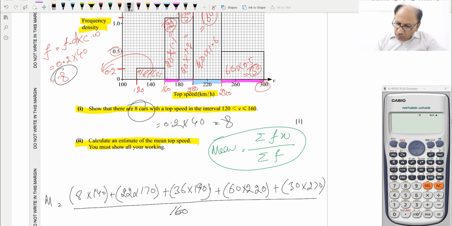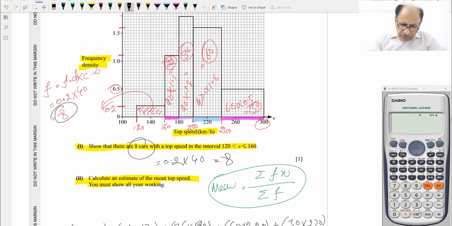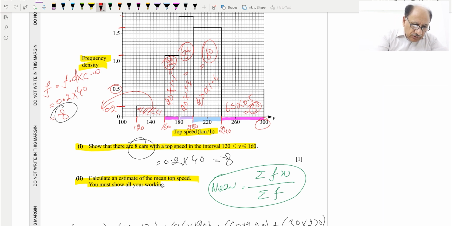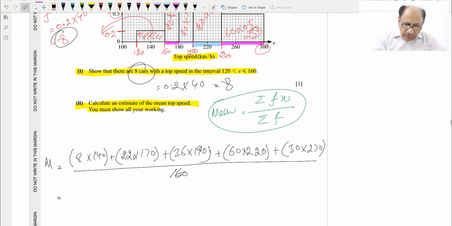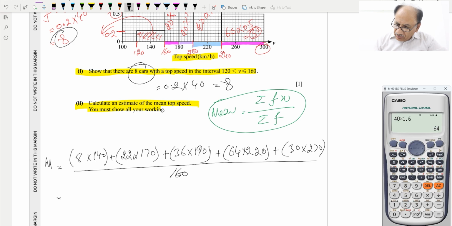Now before calculating on the calculator, we need to rectify the mistake which is over here. 40 multiplied by 1.6 for this bar, we are getting 64, which we have written over here as 60. So this one is the rectification I'm making, 64, and here also this small mistake I'm just changing to 64. And now we can calculate.